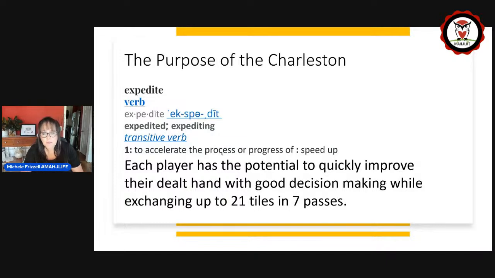So there is a purpose in it, and it has value if you learn how to take advantage of the process and learn how to make decisions that can expedite the development of your hand. The goal is to improve a dealt hand in those series of 7 passes, well, up to 7. So it behooves you to do the whole Charleston. There are times when you can stop the Charleston, and hopefully we'll be able to talk about that later.